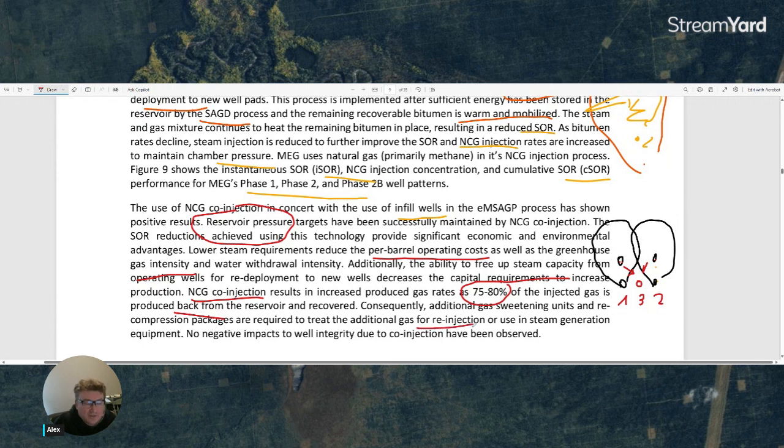So here we have a very much reusable process where we inject something, we produce it, and then we reuse it. So from an environmental point of view, this is very beneficial. Steam generation equipment: no negative impacts to well integrity due to co-injection have been observed.